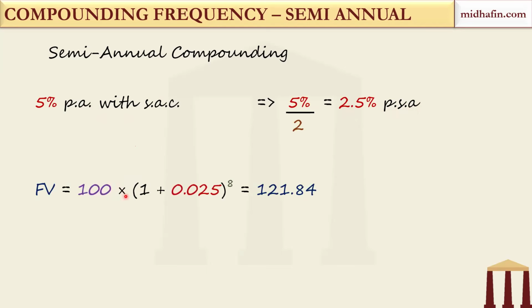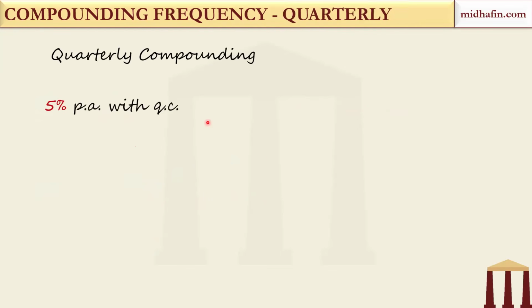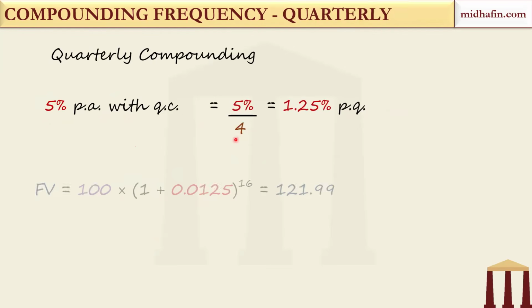So this is your future value. What are you doing? How many semi-annums are there in 4 years? 8 semi-annums. So you are raising it to the power 8, and this is your interest per period. Okay, this is what you get. Similarly, for quarterly, you divide it by 4 and multiply the time index by 4. So 4 years means 16 quarters.